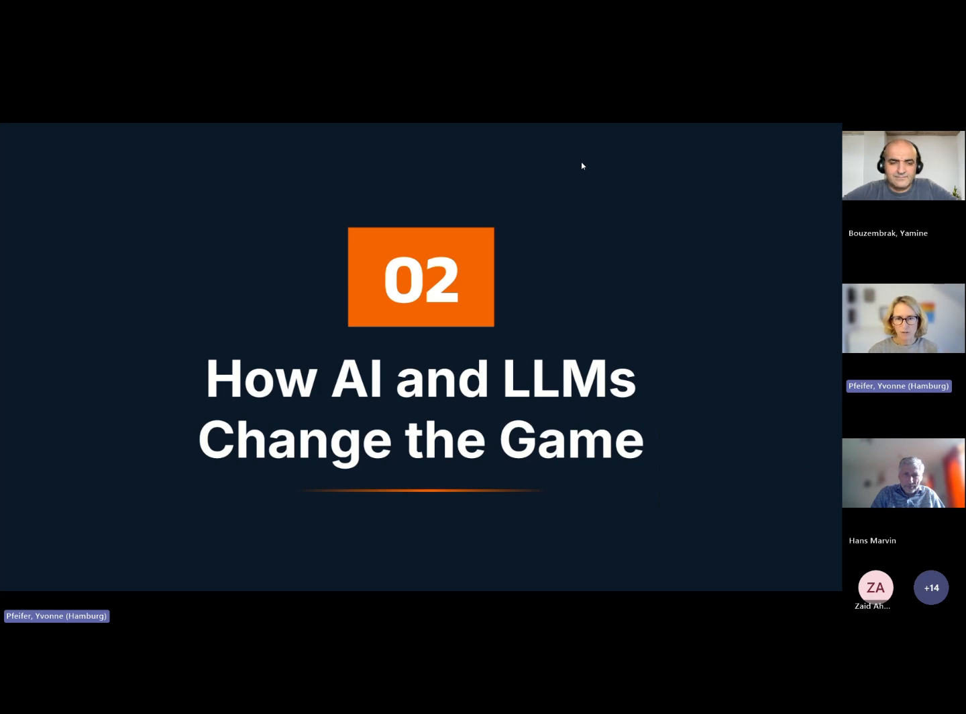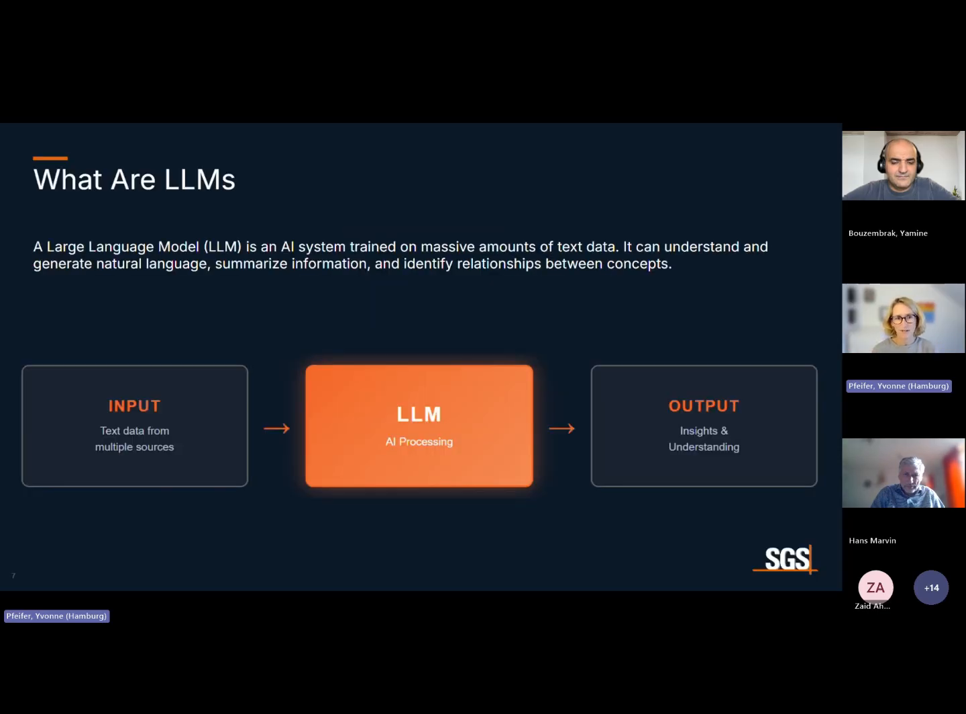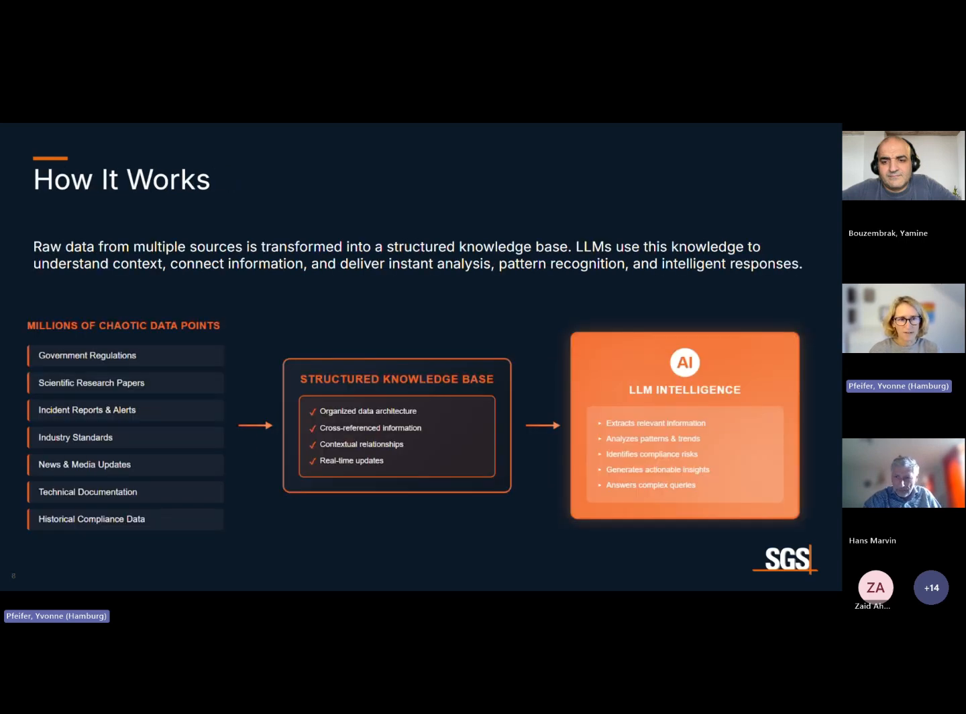I would like to show you how AI and large language models could change the game here, or are changing the game here. I would briefly like to explain what large language models are. It's an AI system trained on a massive amount of text data, from multiple sources. You process it, and your output is clear insights and understood data. It also gives you a good summary of the information and identifies relationships between the concepts.